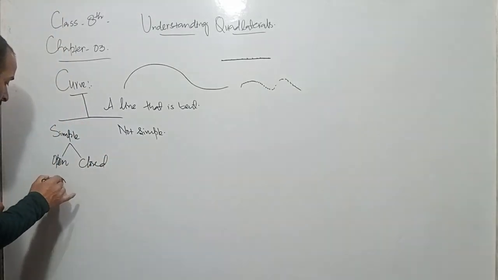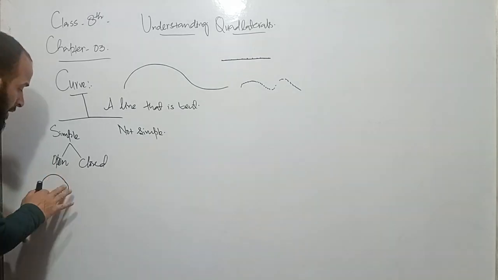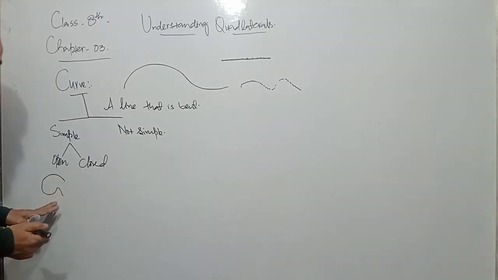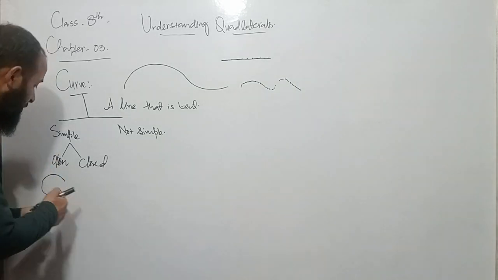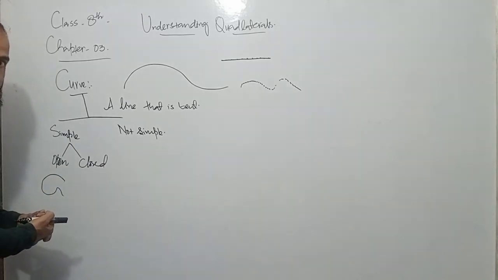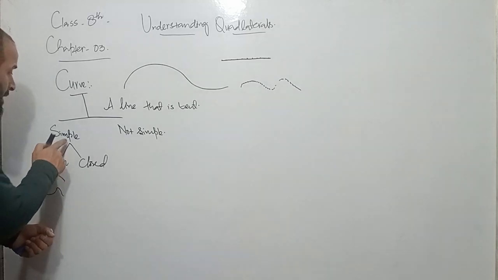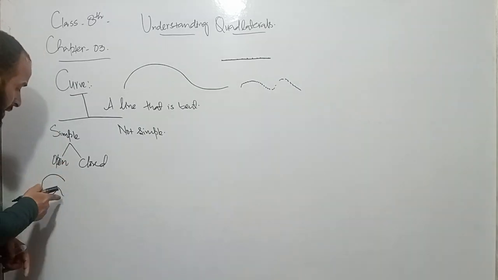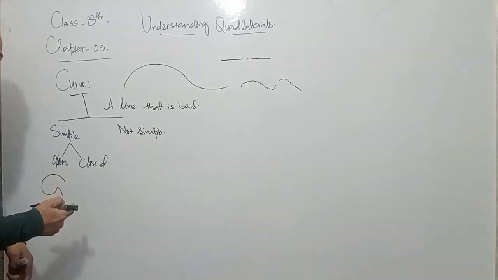For example, if I take this, this is a curve. This is an open curve because it is not bounded. It is not surrounded on all sides. It is not bounded in all directions. So it is an open curve. And also it is a simple curve because it does not contain crossovers. Crossovers means this curve line does not intersect itself.